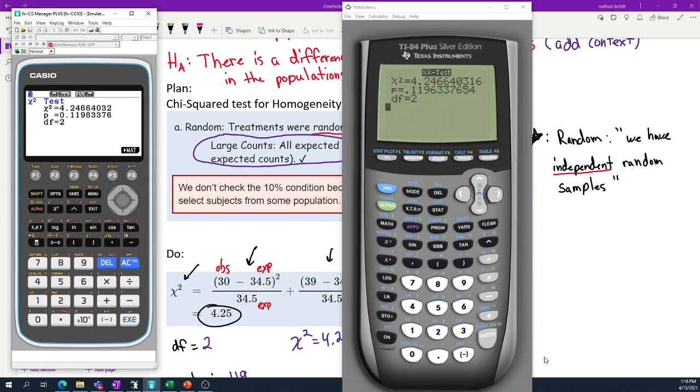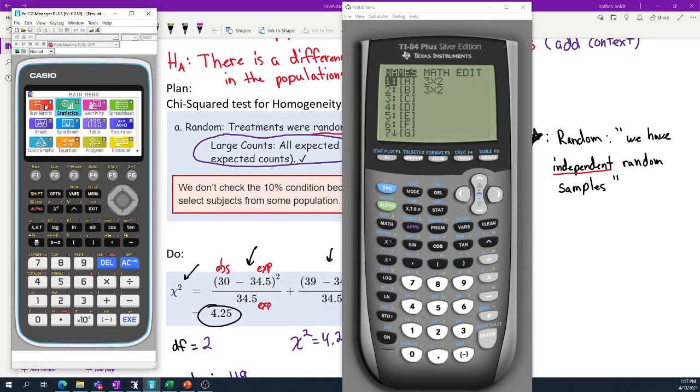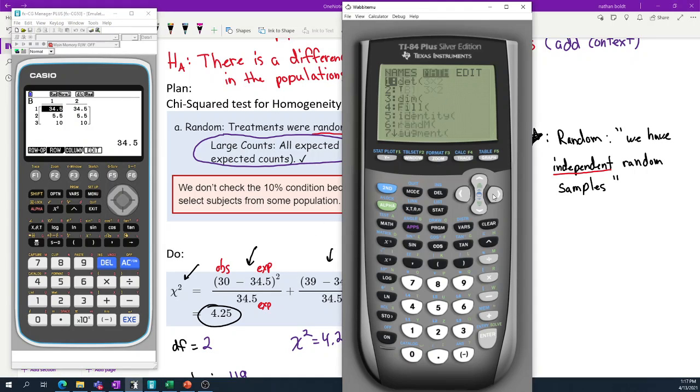And so to do that, we got to go back to matrix B. So second matrix, menu, home, run matrix, F3, go to matrix B. Now on the 84, I recommend go over to edit and then go down to B. That way you can actually see the numbers. And if you take a look here, you can now see all our expected values. And they all are larger than 5.